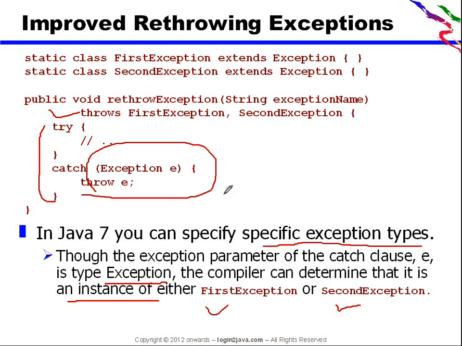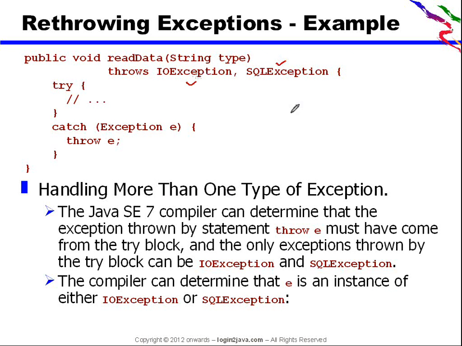See another example. It is throwing two exceptions, IO exception and SQL exception. This particular code can throw these two types of exceptions. But you are using a catch exception E.